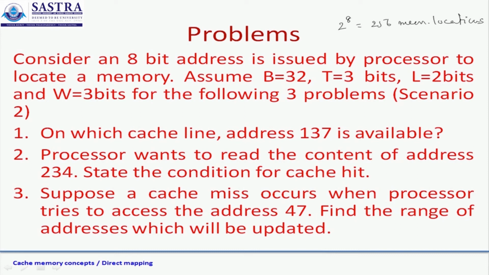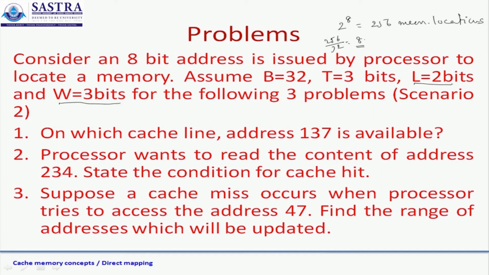Assume B equal to 32, number of blocks 32. So what is the size of a block? 256 divided by 32, this is equal to 8. 8 memory locations, 8 memory addresses are present in a single block. In turn, 8 memory addresses are present in a single cache line. So W equal to 3.